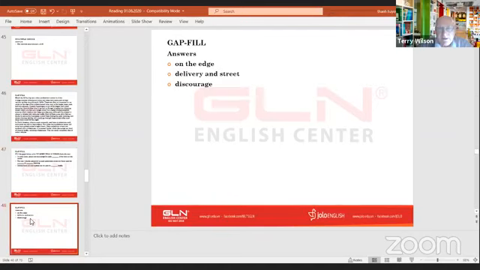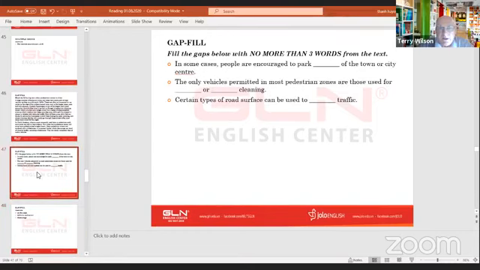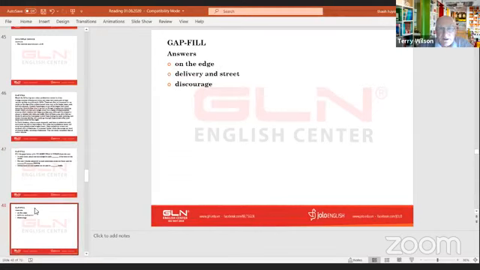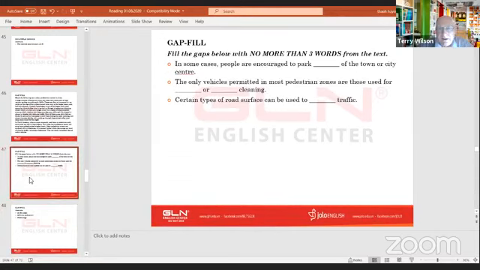So if we look at the answers, the first one is on the edge, next delivery in street, and finally discourage. So on the edge of town, delivery, vehicles used for delivery and street cleaning, and finally used to discourage traffic.